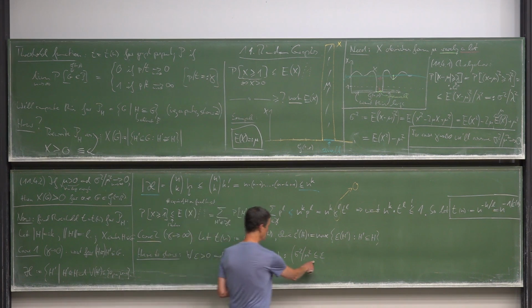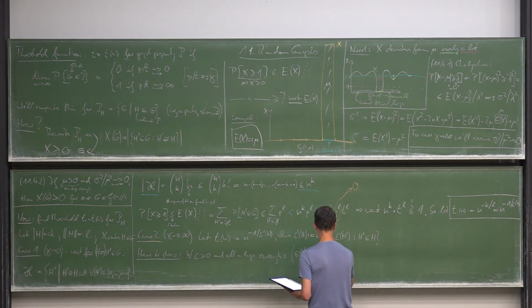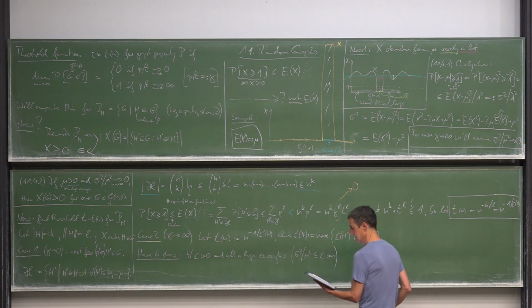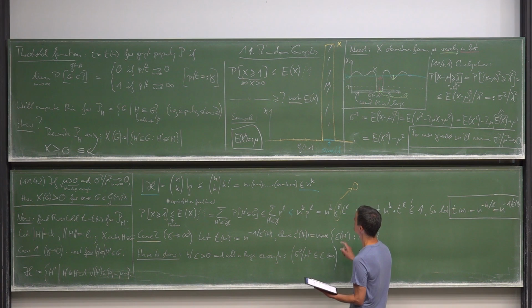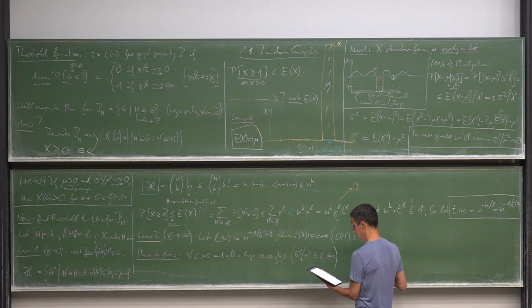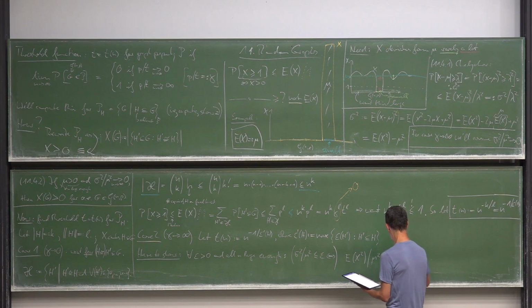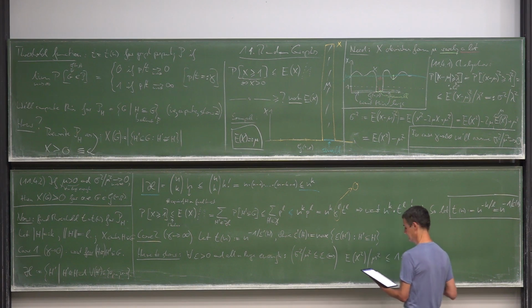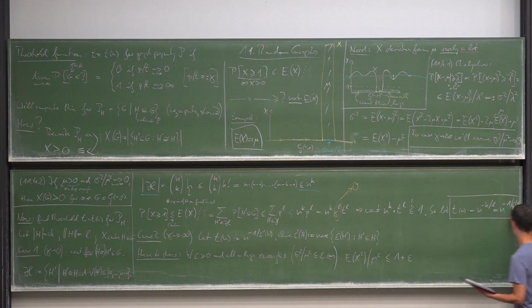Okay, so we want this to be less than epsilon, but I want to rephrase that as follows, using this funny trick here. I want to rephrase that as E of x squared divided by mu squared to be at most 1 plus epsilon. Oh, sorry, this epsilon, of course, isn't that epsilon. That's an analysis epsilon.